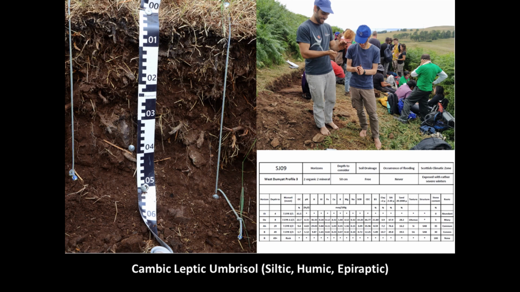Under these O-horizons there is an umbric horizon, and below that a cambic horizon. The soil is an umbrisol. Leptic, this is the continuous rock starting within 100 centimeters. Cambic, the cambic horizon. The dominant texture is siltic. Humic means at least 1% soil organic carbon as a weighted average over the first 50 centimeters of the mineral soil. We found a lithic discontinuity at 29 centimeters. This is epiruptic. This soil is a cambic leptic umbrisol, siltic, humic, epiruptic.